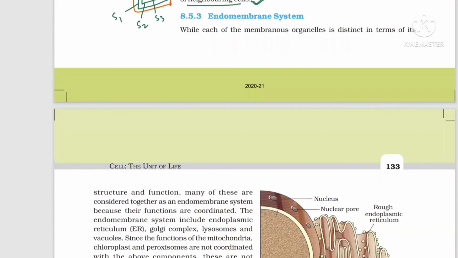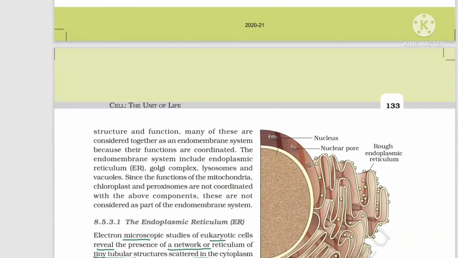We see the heading, beta. What does the endomembrane system include? See here. Because their functions are coordinated, the endomembrane system includes ER, Golgi, lysosome, and vacuole. It will not include mitochondria, chloroplast, and microbodies because their functions are not dependent on each other. Their functions are independent. So I hope your concept is clear up till here. Just go through it. If any doubt is there, then ask.